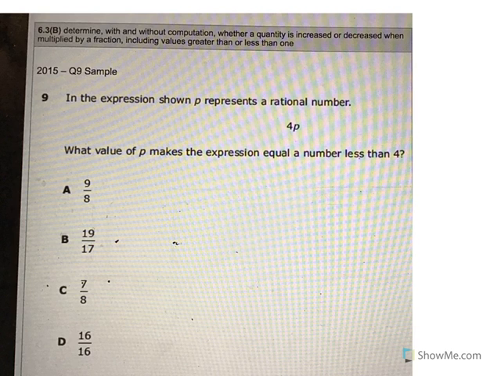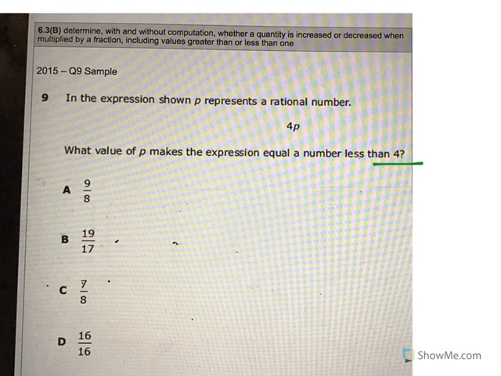All right, for our last problem, this is 6.3b. Again, same TEK. In the expression shown, p represents a rational number. Rational number is any number that can be written in the form of a over b. So what value of p makes the expression equal to a number less than 4p?